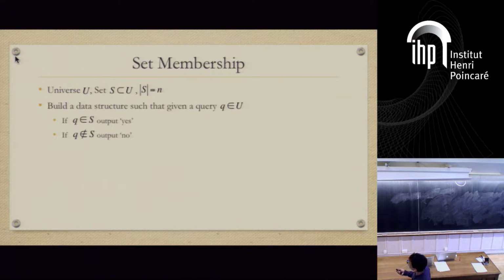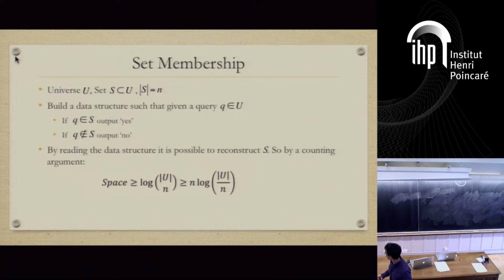So what is the set membership problem? We have a universe U, and we just want to build a data structure that answers membership queries over a set of size n. So given a query Q, the data structure has to output yes if Q belongs to the set and no if it doesn't. It's a very basic problem.